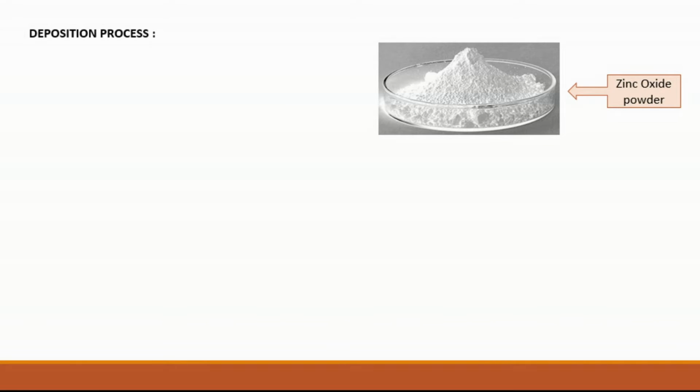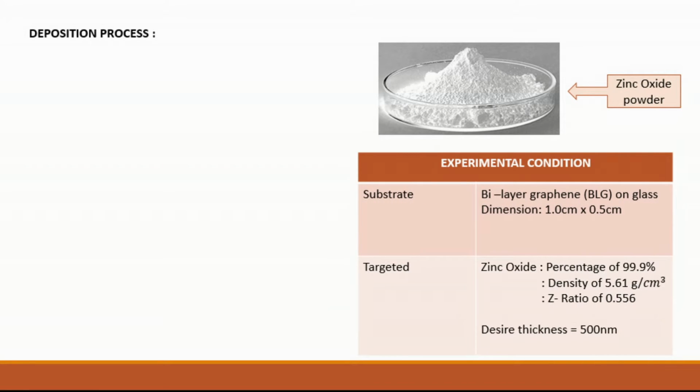For the deposition process, the substrate that we use is bilayer graphene on glass with the dimension of 1 × 0.5 cm, while the target is zinc oxide with a purity of 99.9%. The density that we use is 5.61 grams per cm³ with the Z ratio of 0.556. The desired thickness that we want is about 500 nanometer.